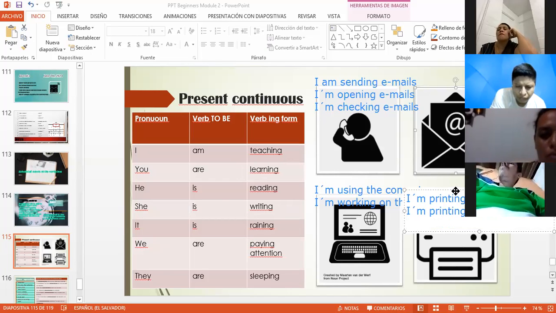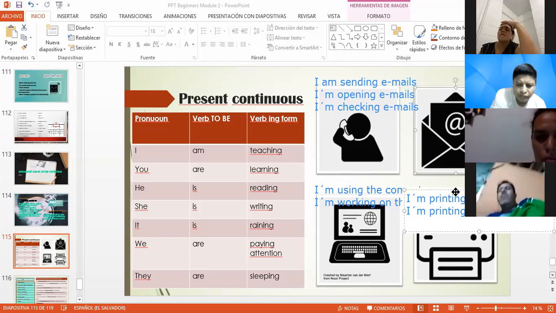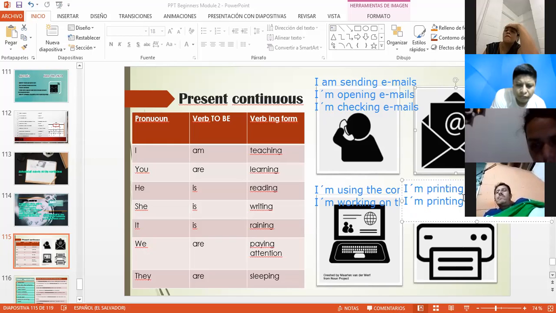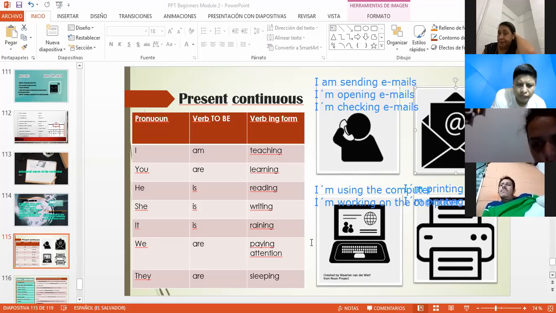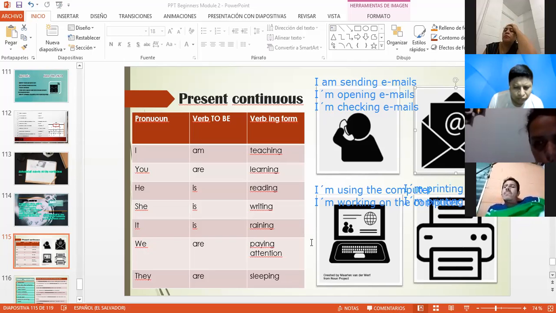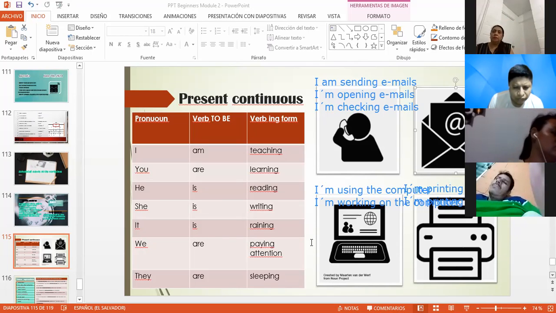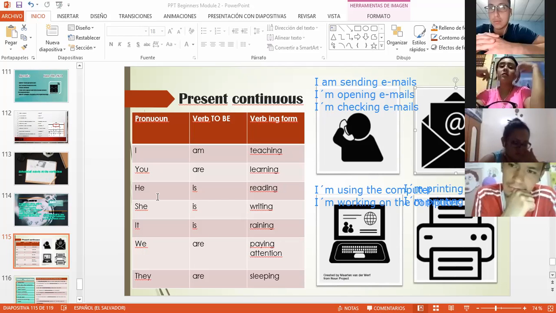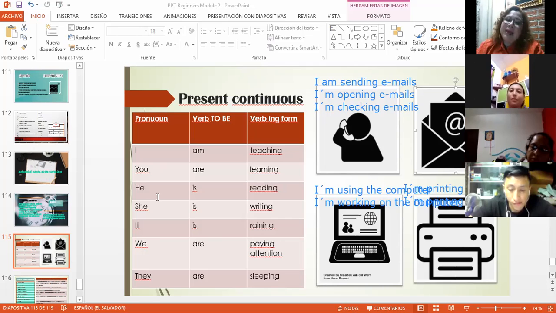Porque no vamos a decir I is, ¿verdad? Vamos a decir I am. No voy a decir I is printing, no. Voy a decir I'm printing a report, okay? I'm printing documents, okay? So this is, ese es uno de los usos. To say things that are happening in the same very moment that we are talking. But at this very moment, we are going to talk about the present continuous as future, okay? Esta misma forma la utilizamos para expresar eventos futuros, pero que ya están planeados. Ya es un hecho que van a suceder.